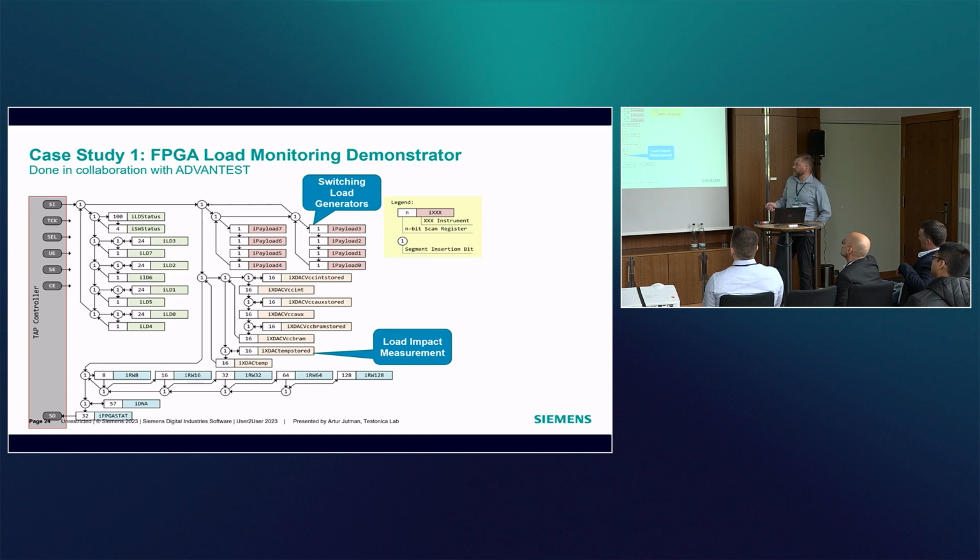For the first case study, this was the topology, the implemented 1687 IJTAG network, where we had some general purpose registers, but the most important experiment was to add switching load generators into the FPGA logic. When you turn them on, they apply a very high switching load onto the FPGA logic that would consume more power, that would slow down the logic speed, that would raise the temperature.